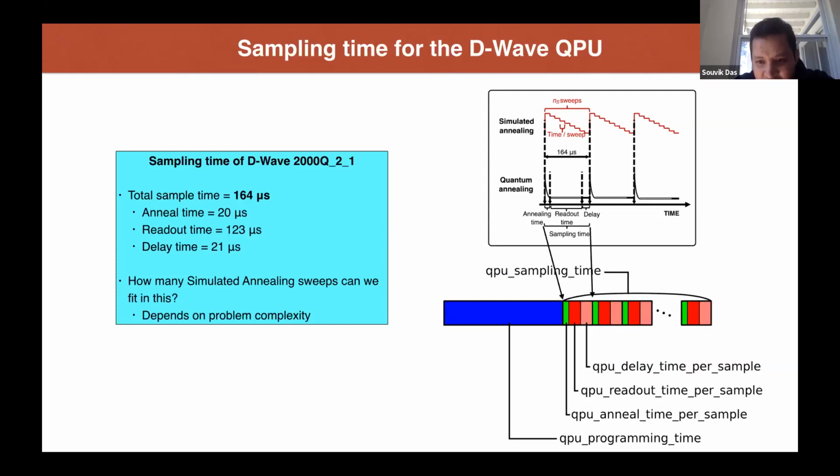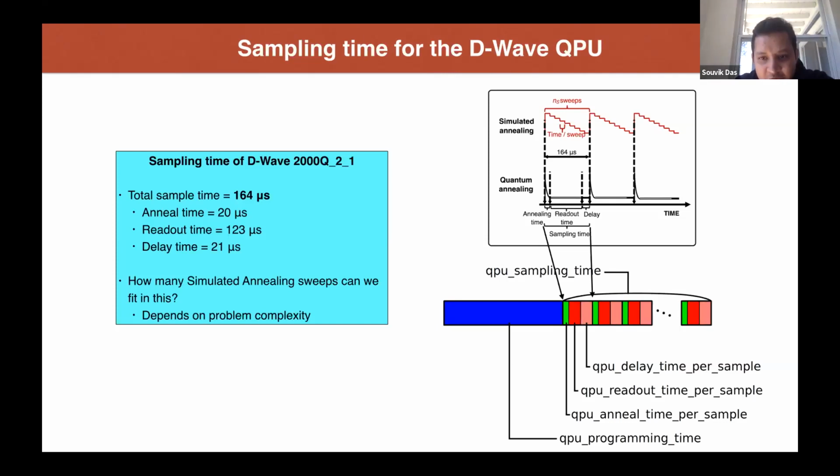But once it is processed, you can set up the quantum system, anneal it, read out, and then have a thermalization delay between them. Altogether, this process is repeated 10,000 times, and a single iteration of this process, which is called sampling, takes 164 microseconds on the D-Wave.